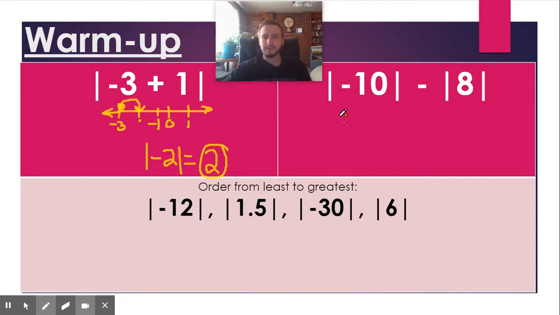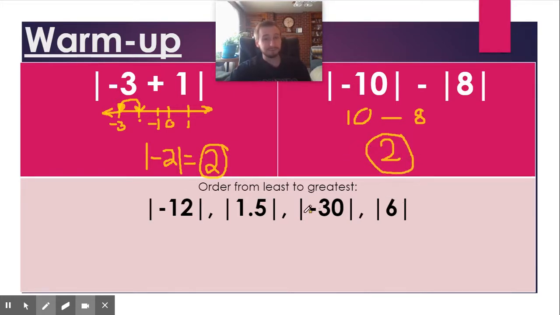Let's try this one. We need to find the absolute value of -10 and subtract the absolute value of 8. So the absolute value of -10 would be 10 because -10 is 10 spaces from 0, minus what's the absolute value of 8? 8. Now everybody should get this one right. What's 10 minus 8? 2. So the answer for both of these is 2.